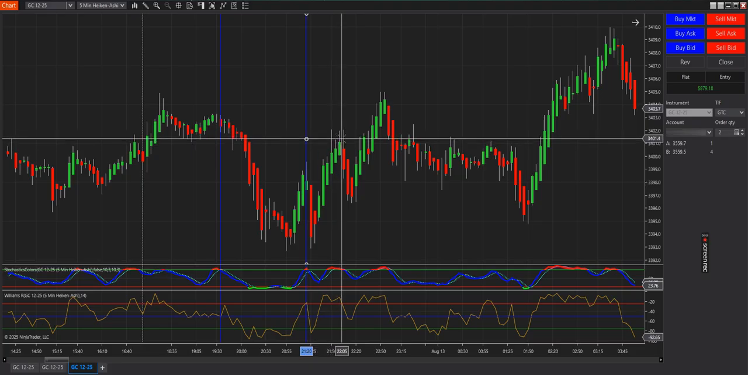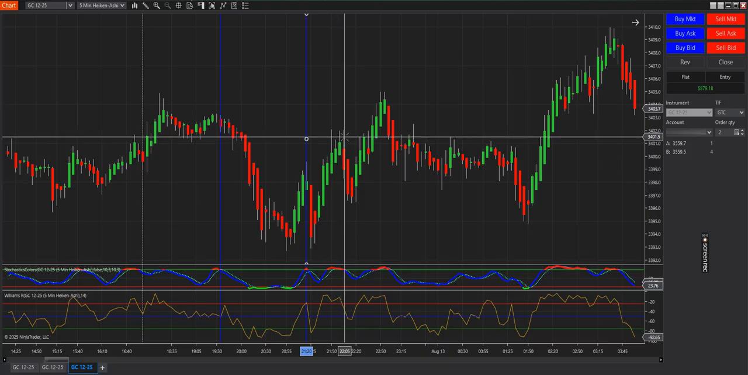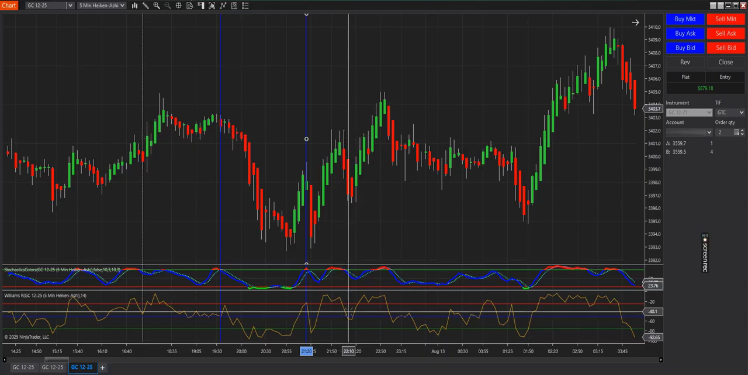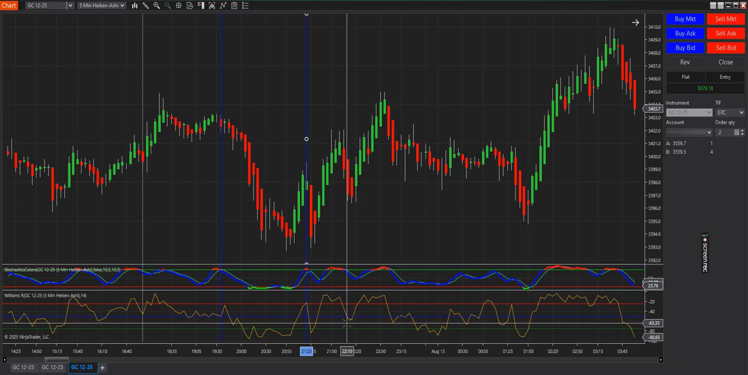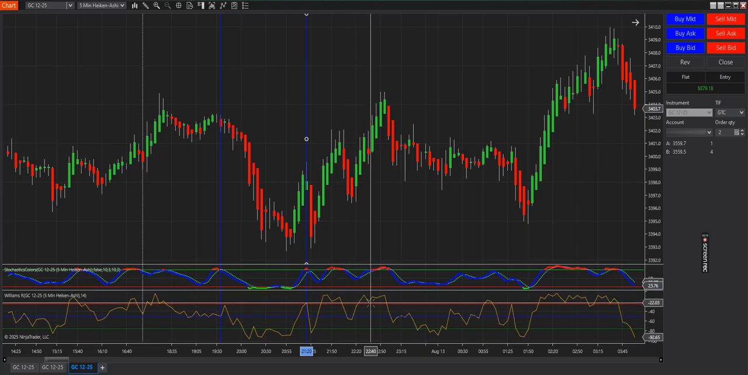And let's go to the next one here. Not exactly, because once it crosses the green line, it's still the yellow line. The Williams R hasn't touched the blue line. Okay, so I would skip that.